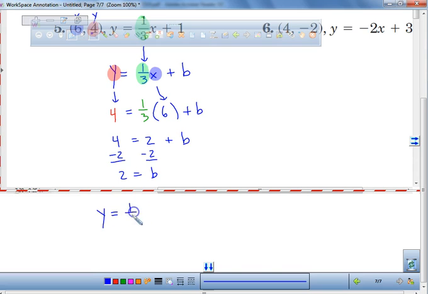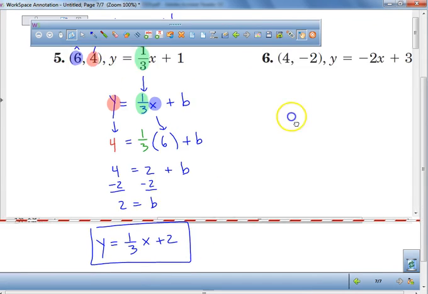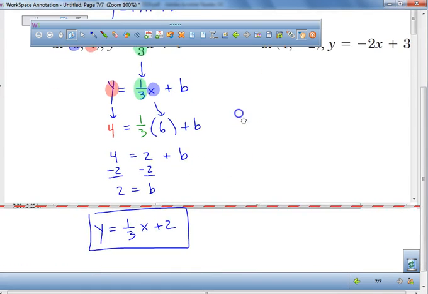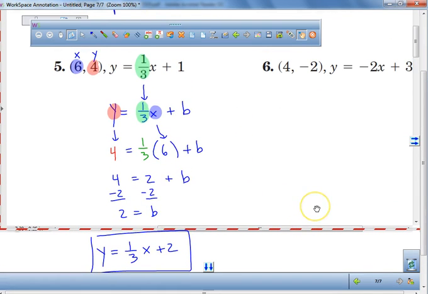So what would our final answer be? Y equals 1/3 x plus 2. That's it. That's your equation. It's parallel to our original line, and it goes through that ordered pair. And if you wanted to, you could type it into Desmos, see that it does pass through it, and you're good to go. And that's all we're going to be doing.